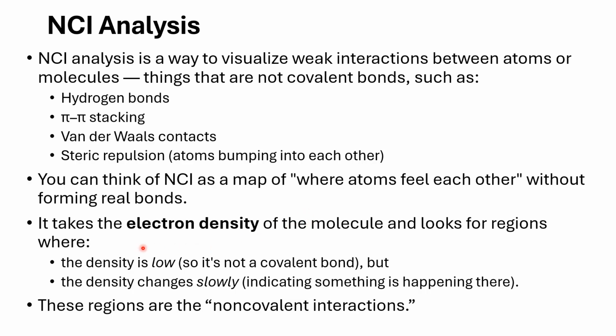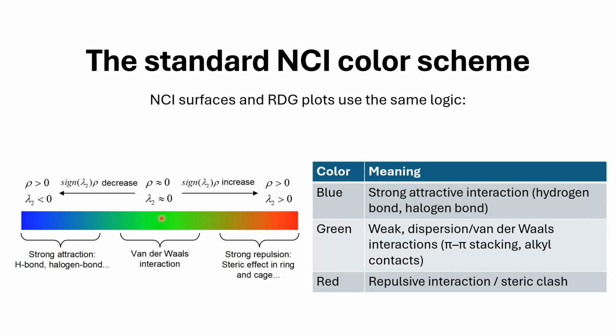It takes the electron density of the molecule and looks for regions where the density is low. It is not a covalent bond, but the density changes slowly, indicating something is happening there. If the density changes too fast, then it's not a bond. It's very far. So these regions are the non-covalent interactions. And then you will see different color schemes. If it's a blue color, you'll see strong attractive interactions. That is a hydrogen bond or a halogen bond.